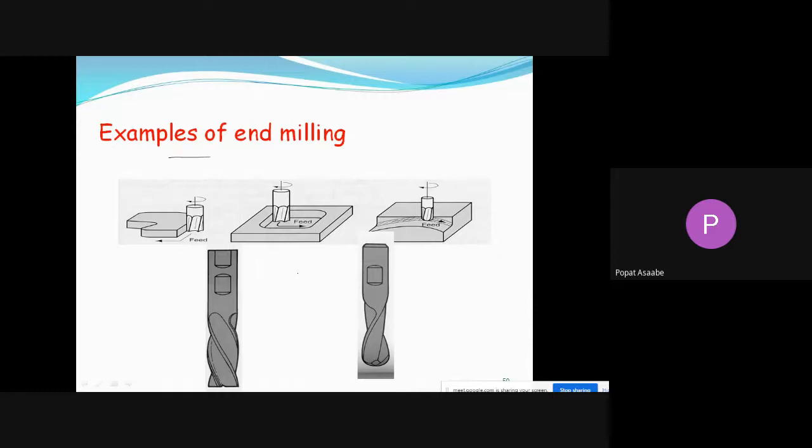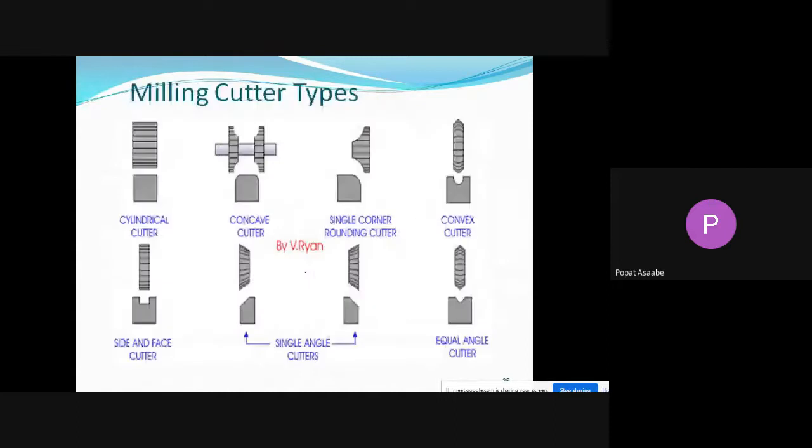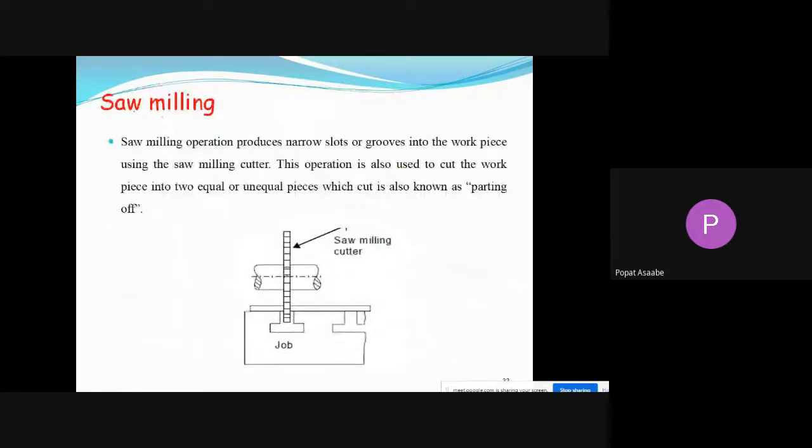And the last operation remaining is saw milling, the 8th operation. It is the machining process used to produce a narrow groove or slot on a workpiece. See here, this milling operation is generally used to produce narrow slots or grooves whenever we want to produce them on the workpiece. At that time we can use saw milling.